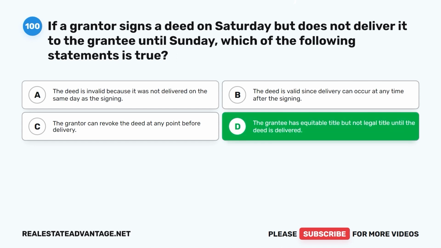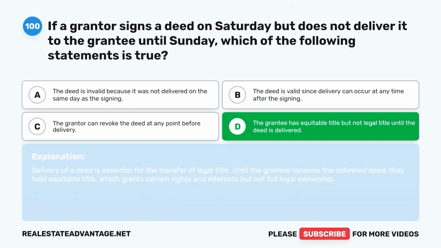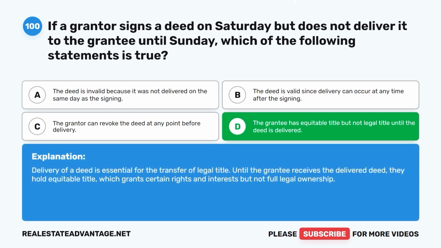The correct answer is D. The grantee has equitable title but not legal title until the deed is delivered. Delivery of a deed is essential for the transfer of legal title. Until the grantee receives the delivered deed, they hold equitable title, which grants certain rights and interests but not full legal ownership.